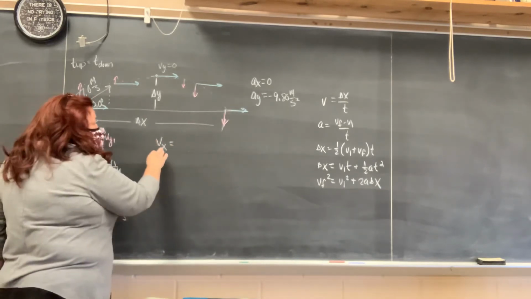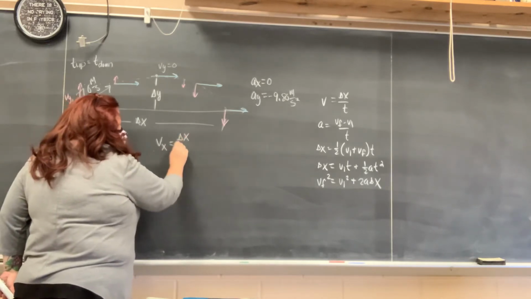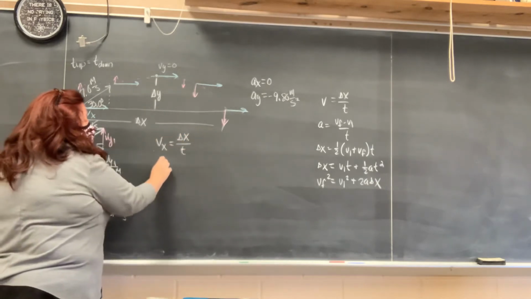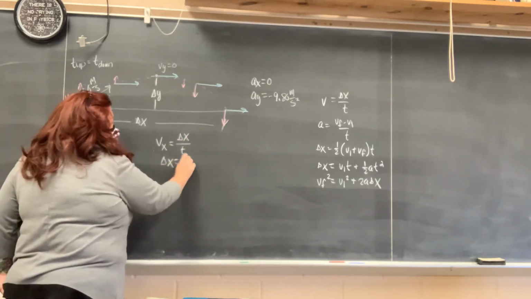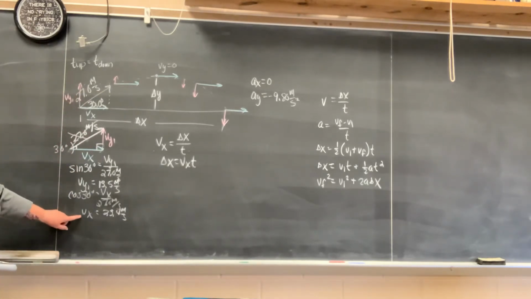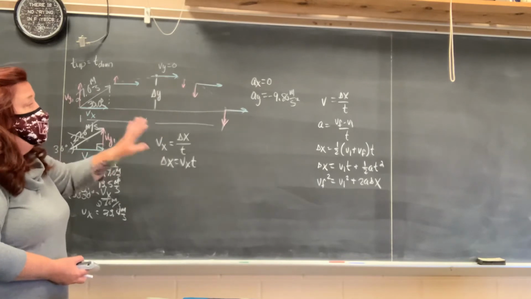So this is the velocity in the x direction is equal to the change in the x direction divided by the time. Well, I need to know the change in the horizontal displacement. That's one of the things the problem asked me. So I rearrange the equation and I get that. I know Vx, it's over here. The problem is I don't know the time. So I have to pick another equation and find the time.